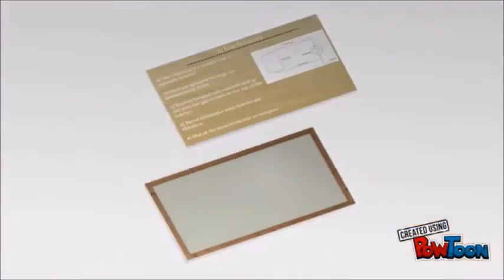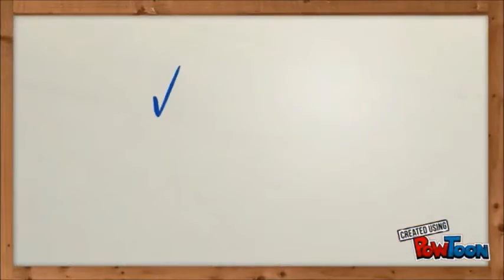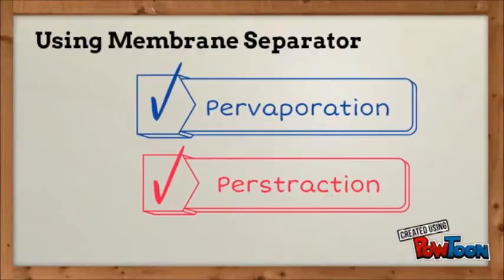The second method of separation uses a membrane separator. The first technique is called pervaporation and the second technique is called perstraction.